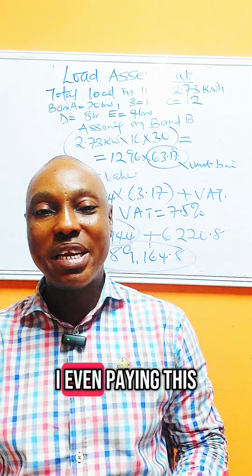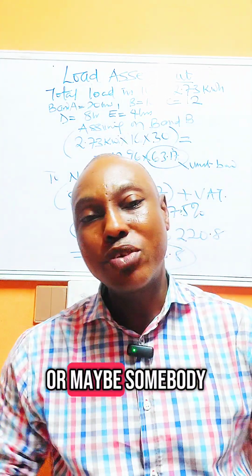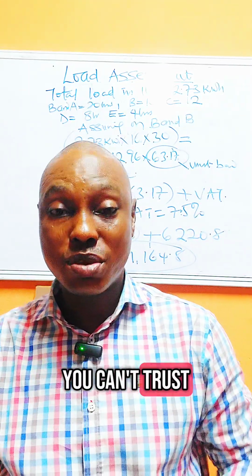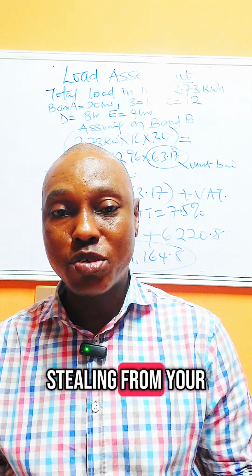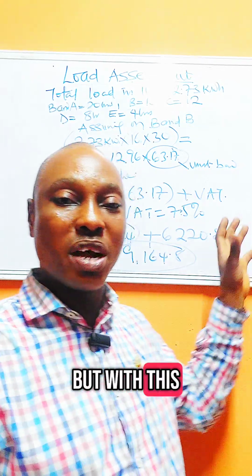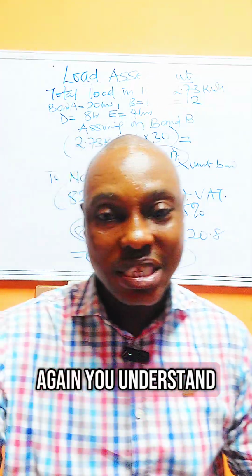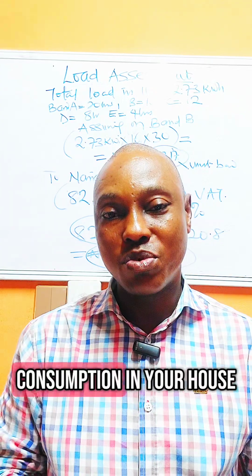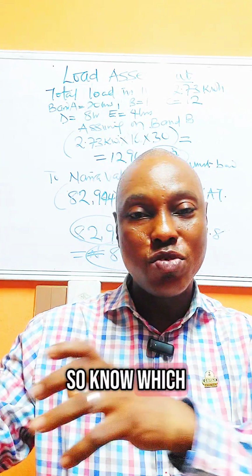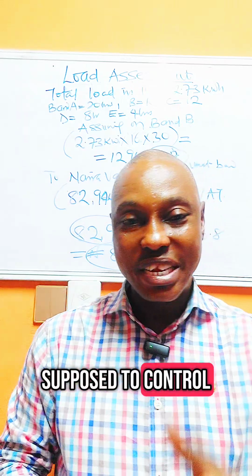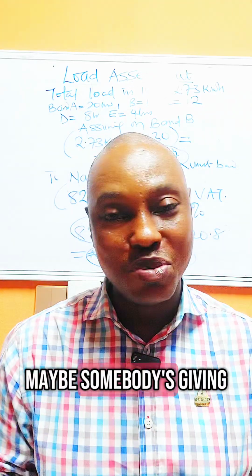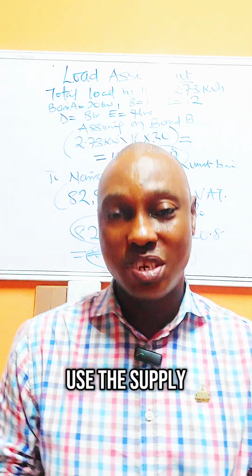You can go through this calculation again and work out how much you have been using. So why am I paying less? Why am I paying more? Or maybe somebody is even stealing from me, because at times you can't trust some neighbors. They might be stealing from your supply without you knowing. But with this little calculation, go over it again and you will understand why you are paying more, or why you need to control your consumption in your house. Know which appliances you are not using and which you are supposed to control. At the end of the day, you will have peace of mind. You won't say somebody is giving you a crazy bill, because you know you actually used the supply.